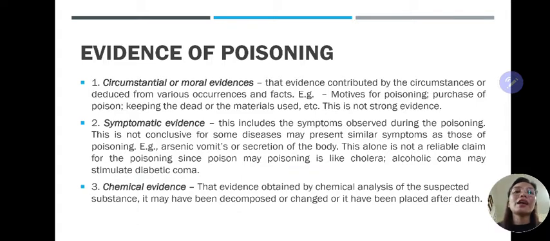Then we have symptomatic evidence, which includes the symptoms observed during the poisoning. This is also not conclusive, for some diseases may present similar symptoms as those of poisoning. For example, arsenic's vomit or secretion of the body. This alone is not a reliable claim for poisoning since a disease like cholera may look like poisoning. Alcoholic coma may simulate diabetic coma. So that is the problem with symptomatic evidence, yung having the same reactions with other medicines or other diseases.